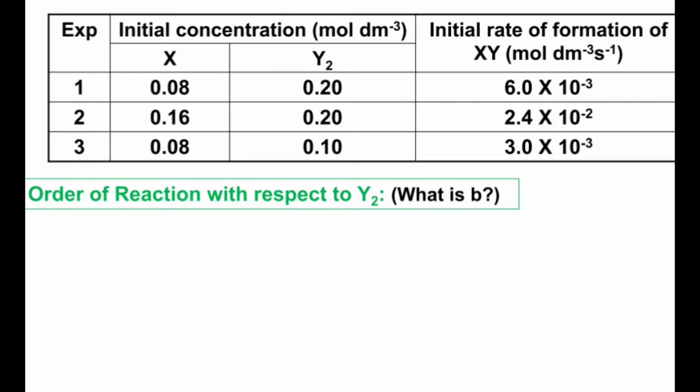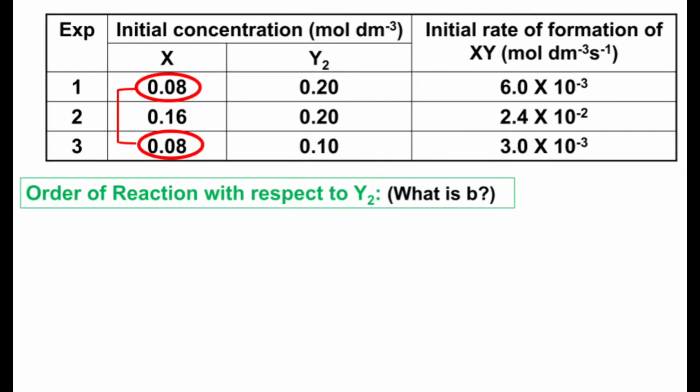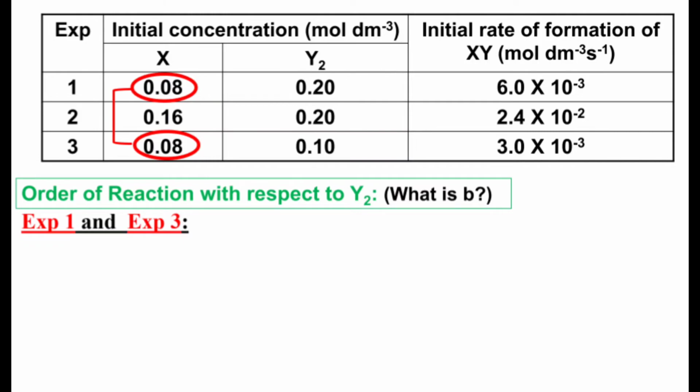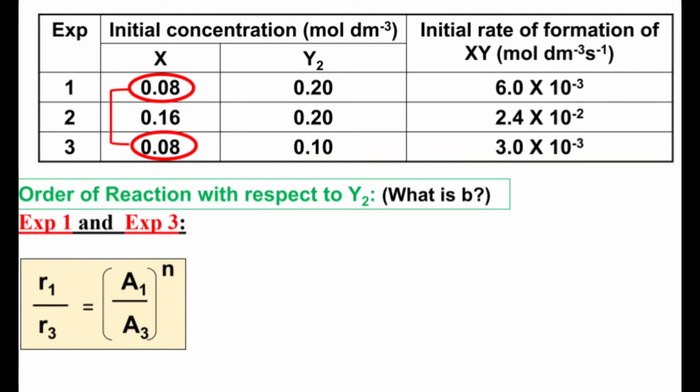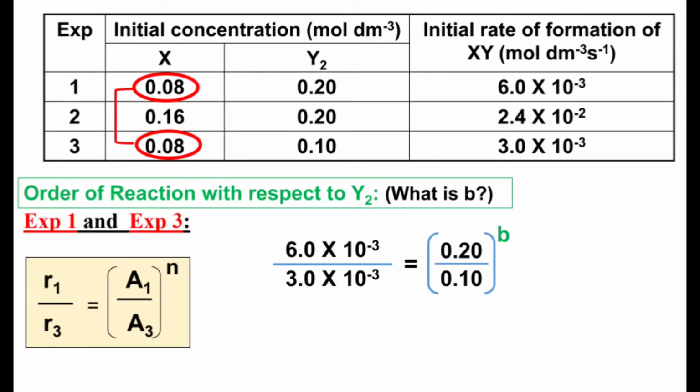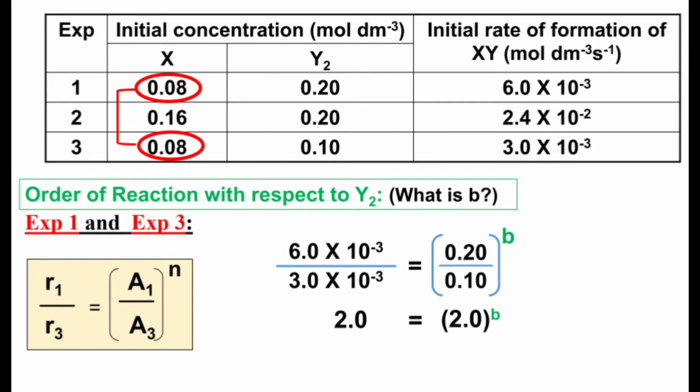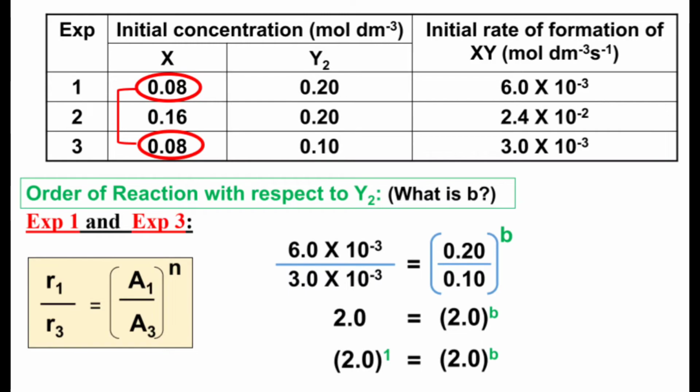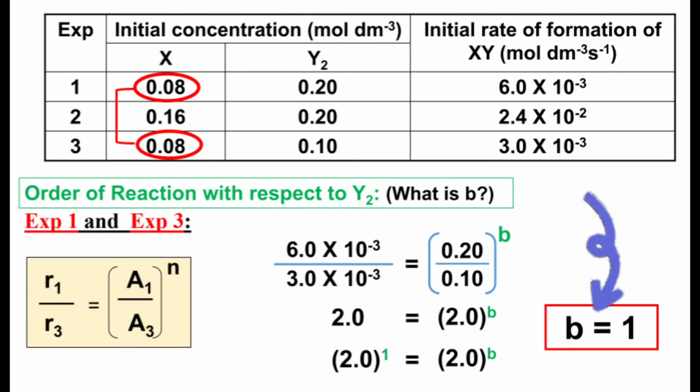By using the same approach, the order of reaction with respect to Y2, or the value of b, can be obtained by comparing experiments 1 and 3, where the concentration of X is constant. Then, using the following equation and the data from experiments 1 and 3, substitute the values of the initial concentration of Y2 and the initial rate from experiments 1 and 3. Lastly, you will get the value of b is equal to 1, or we can say that the order of reaction with respect to Y2 is first order.